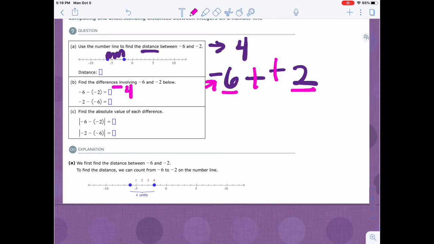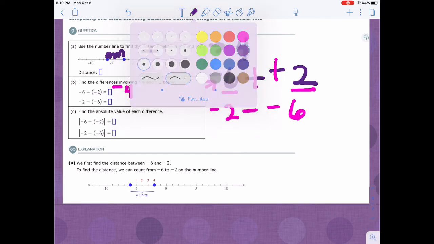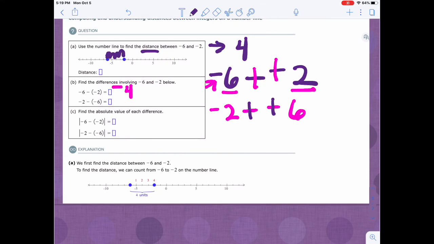And I'm going to look at the bigger number to get the sign. Okay, how about this? Negative 2 minus a negative 6. Add the opposite, and I have a negative 2 and a 6. The difference between 6 and 2 is 4. And I'm going to look at the bigger number to get the sign, which is positive. So notice that in these situations, I got one positive number and one negative number, but I don't really care about that when I'm figuring out distance.